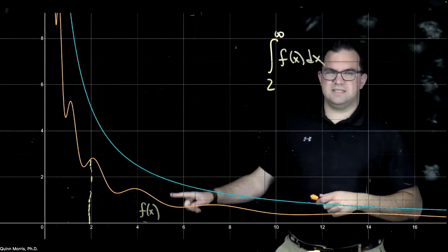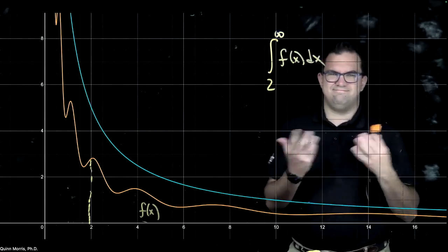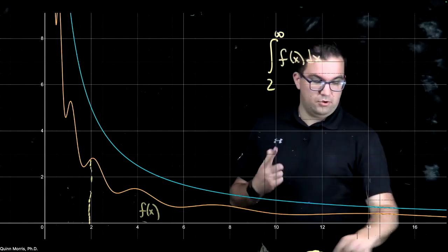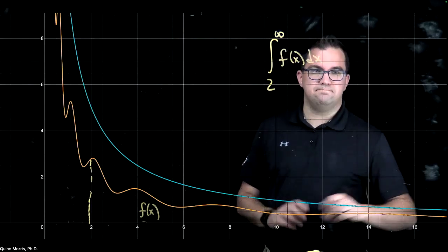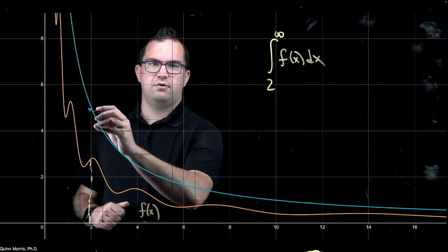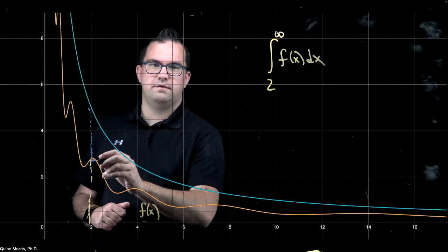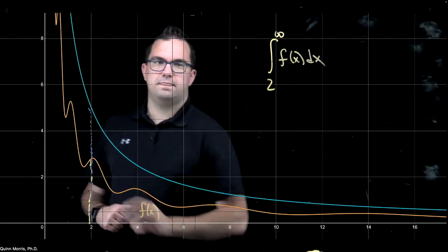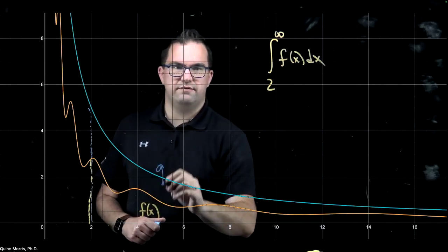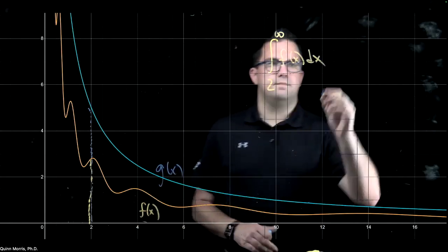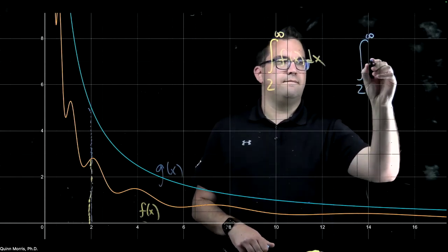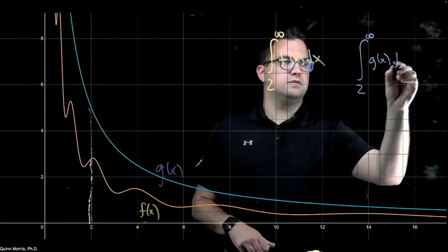But again, maybe it's really some weird function, and I don't know how to integrate it, right? But the blue function looks nicer. Okay, and so I might say, well, what if instead I looked at the integral of the blue function? Let me call this blue function g of x. So I could instead look at the integral from 2 to infinity of g of x.